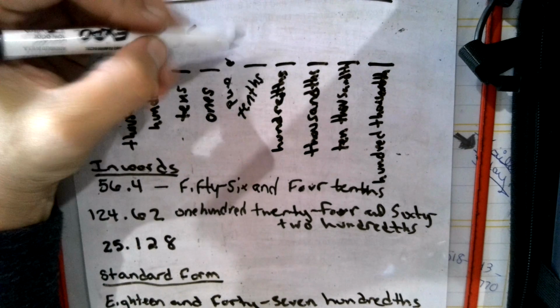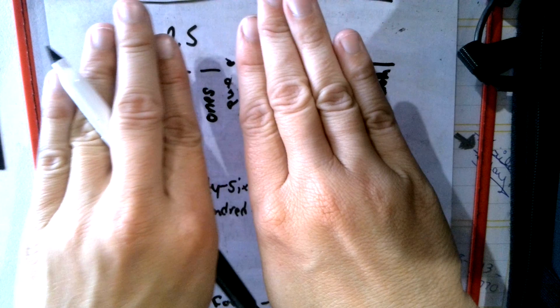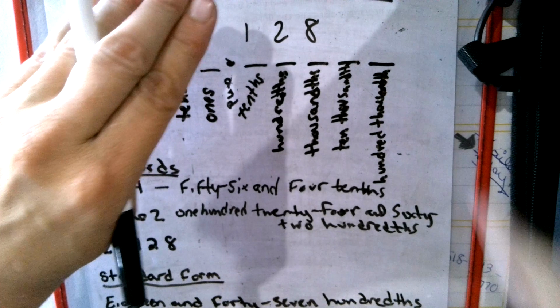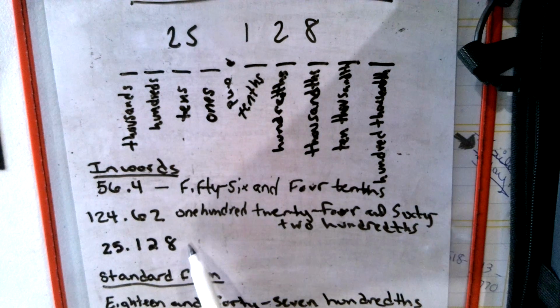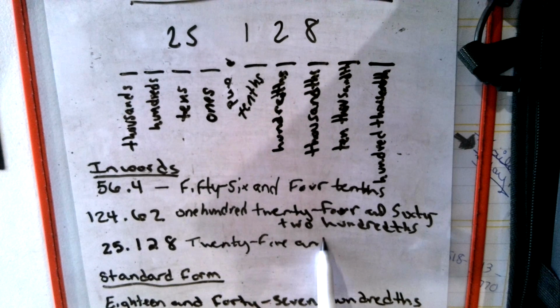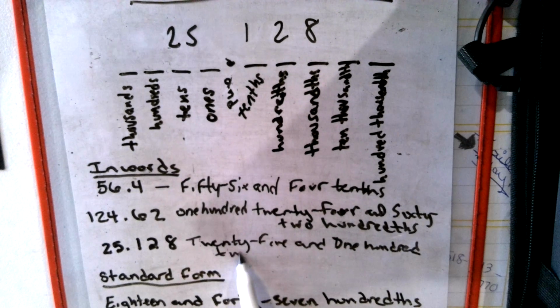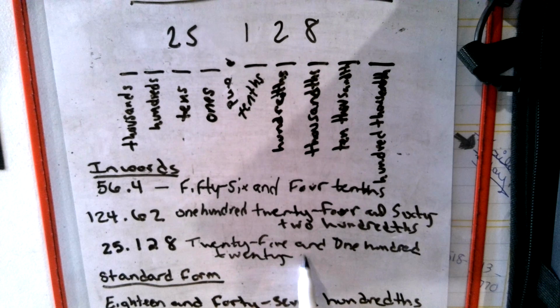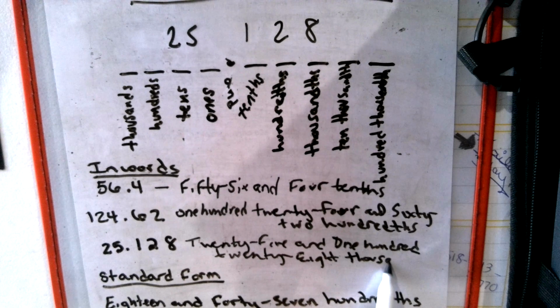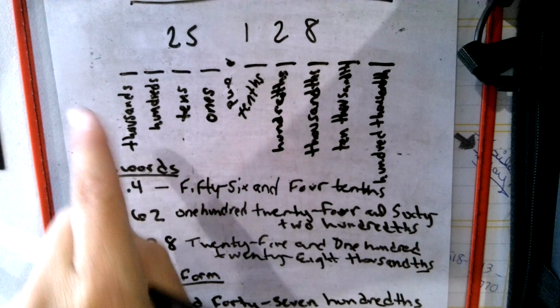25 is in front of the decimal point and a 1, 2, 8 after. 25 and 128 thousandths. In words, twenty-five and one hundred twenty-eight thousandths. Key thing, thousandths, TH.